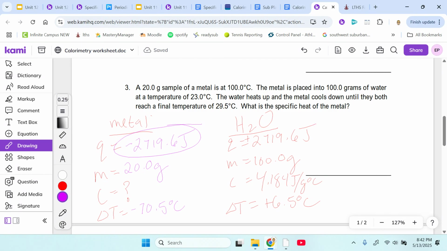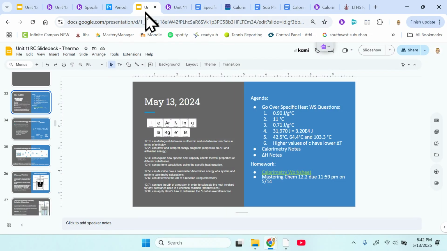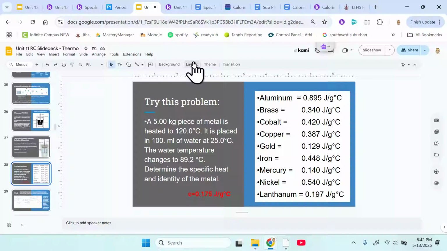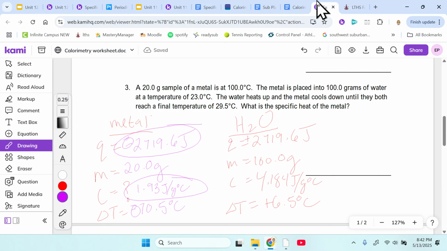Same thing, you're going to take this divided by 20 times 70.5. So let's do that. I'm getting a value of 1.93 joules per gram Celsius. Negatives will both cancel out, leaving us with a positive specific heat capacity. Now, hey, we could go back and try to identify that metal. 0.195. Okay, also lanthanum. It looks like we got the same exact answer.